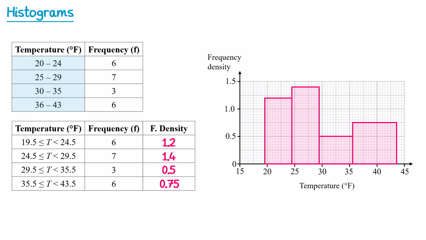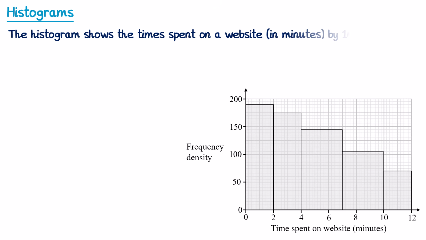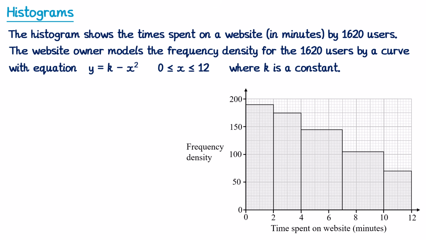We're now going to look at one more final example of a type of question you can be given on histograms. Take this histogram here, and the question says, the histogram shows the time spent on a website in minutes by 1,620 users. The website owner models the frequency density of the 1,620 users by a curve with equation y equals k minus x squared, where x is in between 0 and 12 and k is a constant. The question wants us to find the value of k.